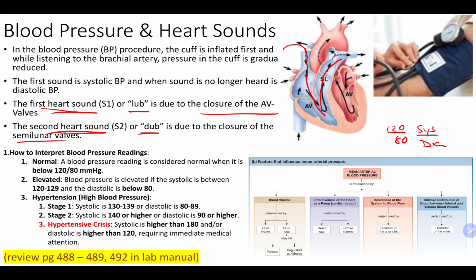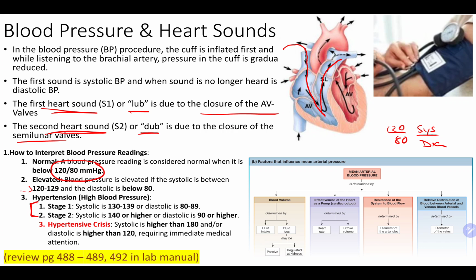Now, for blood pressure, the classical reading, a good blood pressure, is 120 over 80 millimeters of mercury. If you have elevated blood pressure, that's when your systolic number is a little bit higher, 120 to 129, and the diastolic number is below 80. And understand these different stages of hypertension too. Stage 1 is 130 to 139, and then stage 2 is 140 or higher.